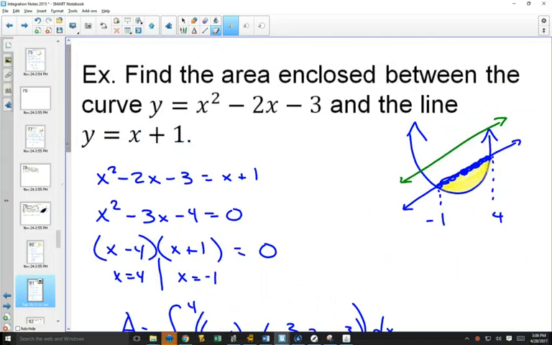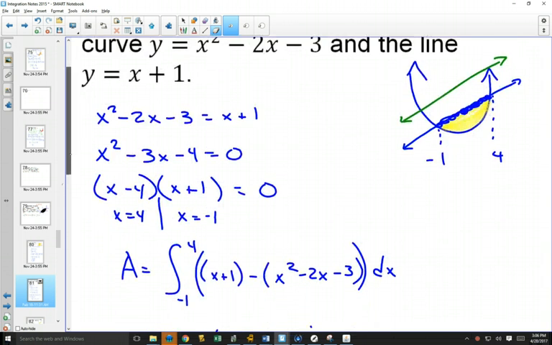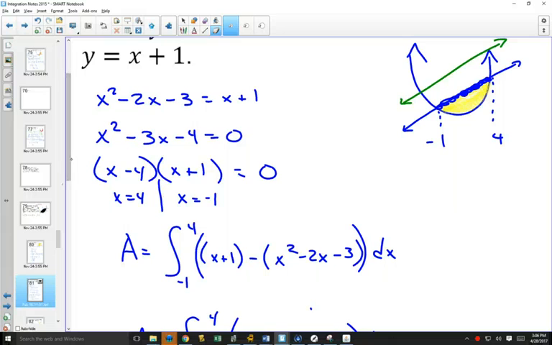Well, if the parabola is going up, okay, and the line was underneath the parabola, then they wouldn't intersect. So the only way that they could intersect and create an area like this yellow part is if the line were on top. Otherwise, there wouldn't be any area between those. So when you figure out your intersection points by equating the two equations, and then when you put it into your area formula, you would have the line first minus the other equation.